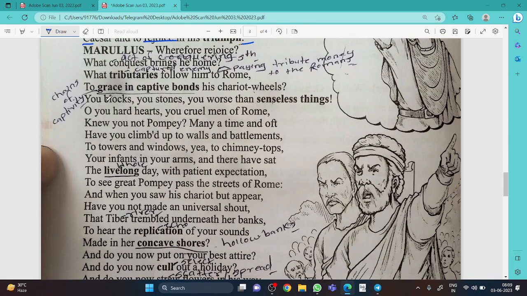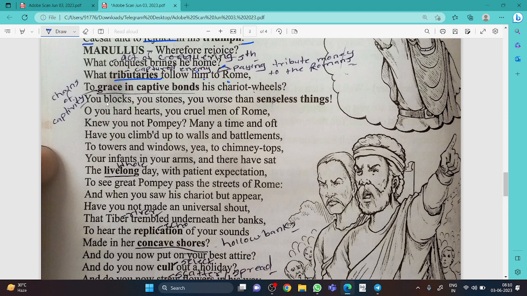Now Marullus said, "Wherefore rejoice? Why should you rejoice? What conquest brings he home?" Means what act of conquering, what act of winning has he done, and he is now coming home. "What tributaries follow him to Rome?" Means what captured enemy followed to Rome.